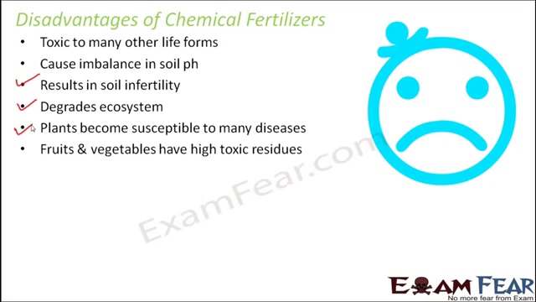Fruits and vegetables have high toxic residues, as I said just now. Since they have some level of toxicity in them, when they are consumed by some other organism, that toxicity enters the body of that organism as well. Then there is environmental pollution, of course, because the use of any chemicals in excessive amounts will definitely cause environmental pollution. It is put into the soil, so it is causing soil pollution. When it is followed by excessive irrigation, the same soil gets washed away, and as a result the water also gets polluted. So these are some of the disadvantages of using chemical fertilizers, and that is why biofertilizers came into the picture.